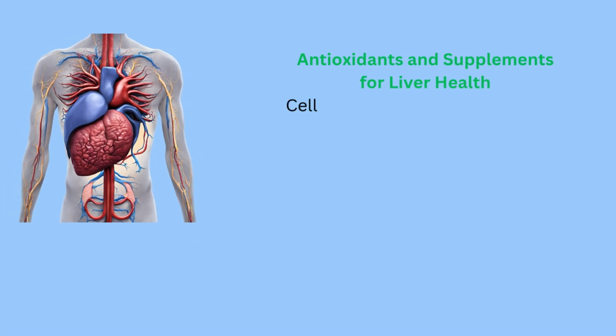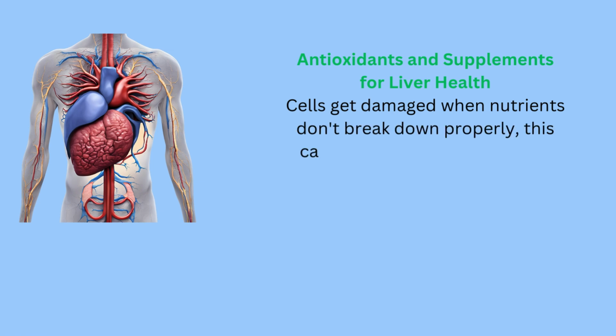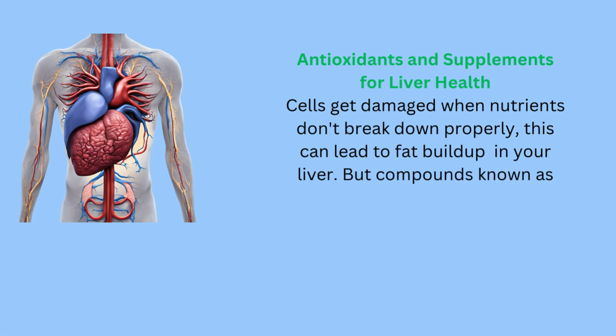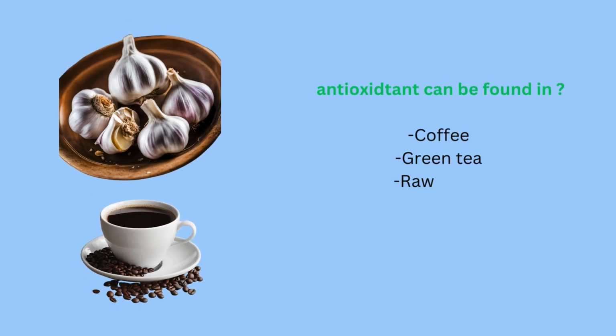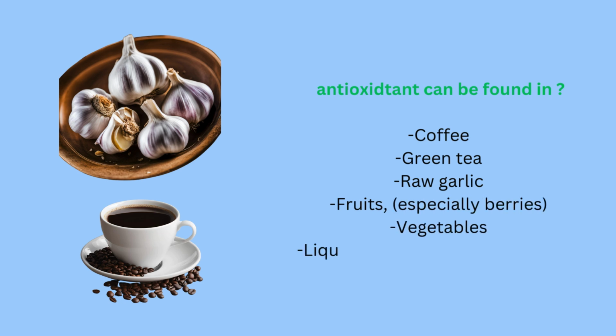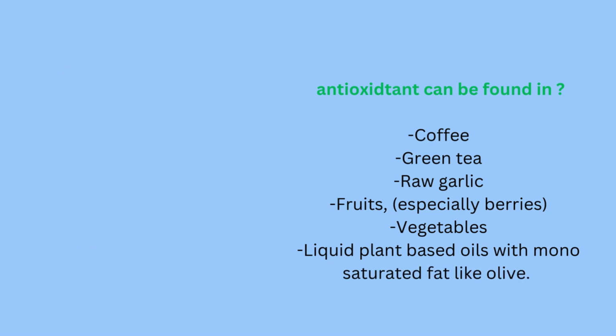Antioxidants and supplements for liver health. Cells get damaged when nutrients don't break down properly. This can lead to fat buildup in your liver. But compounds known as antioxidants can protect the cells from this damage. Where do you get them? Coffee, green tea, raw garlic, fruits, especially berries. Vegetables. Liquid plant-based oil with monounsaturated fats like olive.